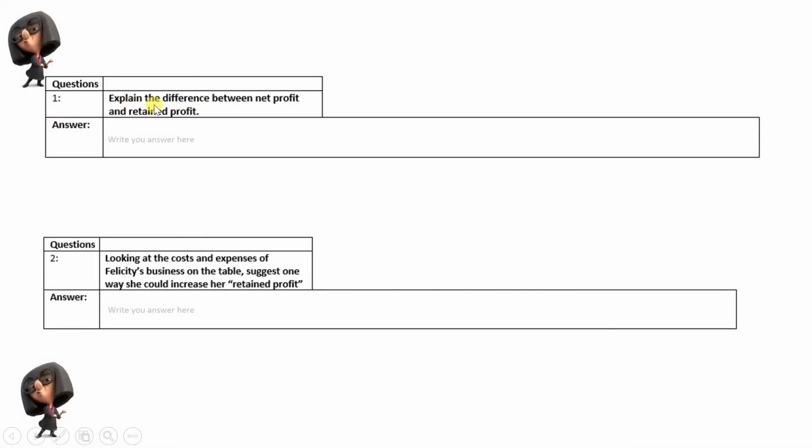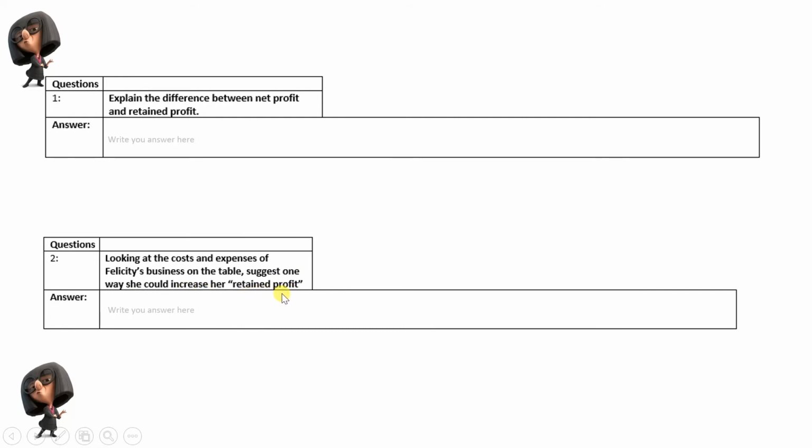Question 1. Explain the difference between net profit and retained profit. Write the answer in the box underneath. Question 2. Looking at the costs and expenses of Felicity's business on the table on the earlier slide, suggest one way she could increase her retained profit.